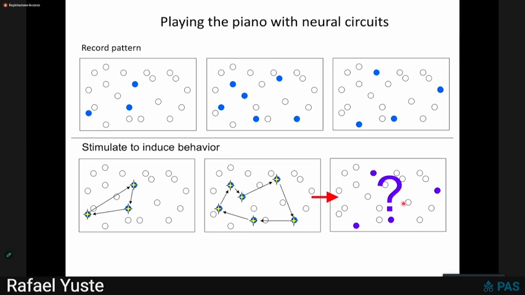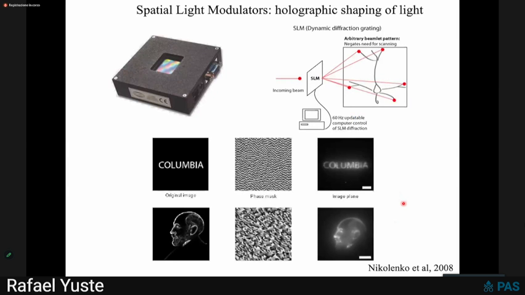So in order to play the piano, we need a second laser and a holographic optical device using a spatial light modulator, which is a liquid crystal, which patterns the light in arbitrary spatial temporal patterns. And we do this in 3 dimensions, and we build these light patterns, and we project them back into the cortex. This is an example from Nikolenko, who was a graduate student who had nothing better to do than to write words with, and pictures of, famous neuroscientists with light and project them back into the brain.